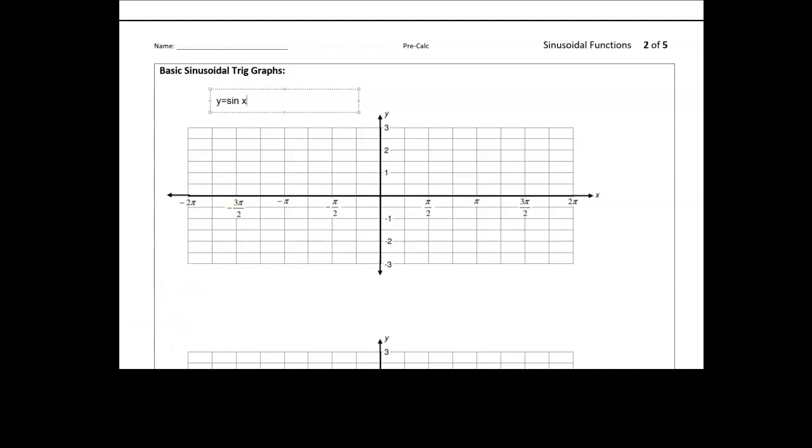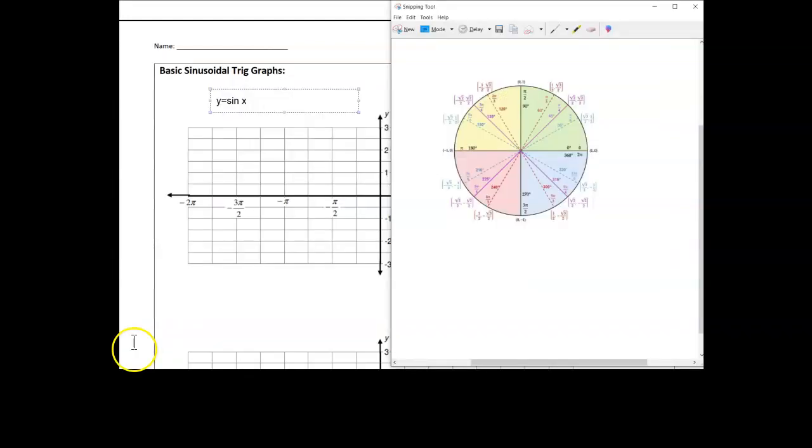So what we can imagine here is imagine I'm looking at my unit circle. Remember, sine is the y values of the unit circle. So imagine I walk around the unit circle counterclockwise, and then I just graph all the y values, right? So at pi over 6, I graph 1/2. And then pi over 4, I graph root 2 over 2, and so on, right?